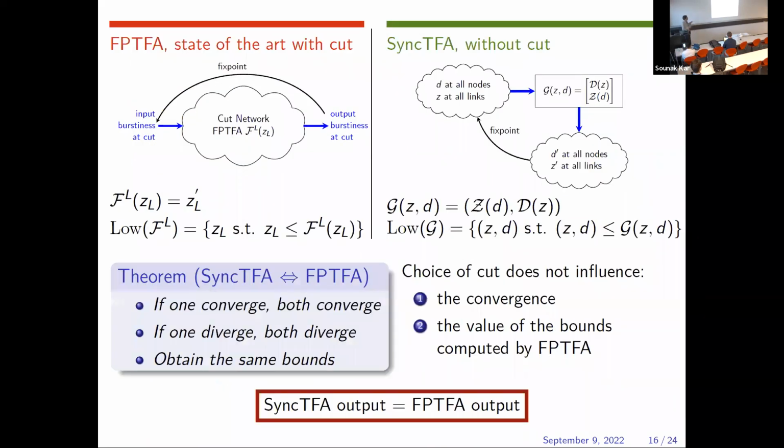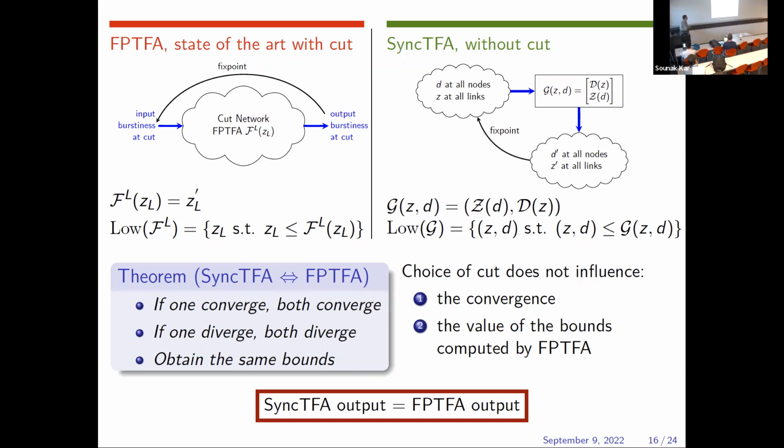So I have shown you two algorithms, FPTFA and sync TFA. They both have a unique valid delay bound, which is found with the iteration scheme. And we introduce in our paper a new theorem that says that these two algorithms are equivalent. If one converges, both converge. If one diverges, both diverge, and they obtain the same output bounds. One key point of the proof is to do a mapping between the G function and the Epfl function.